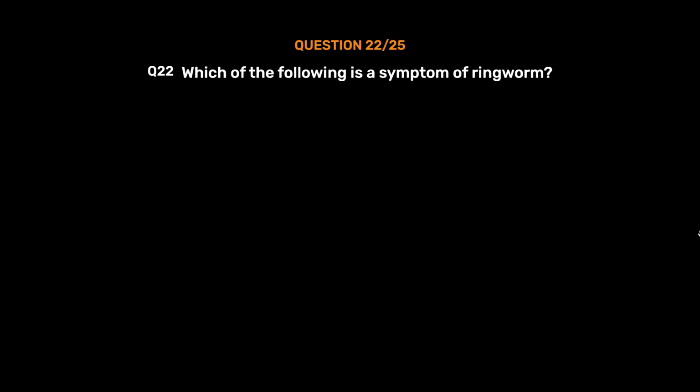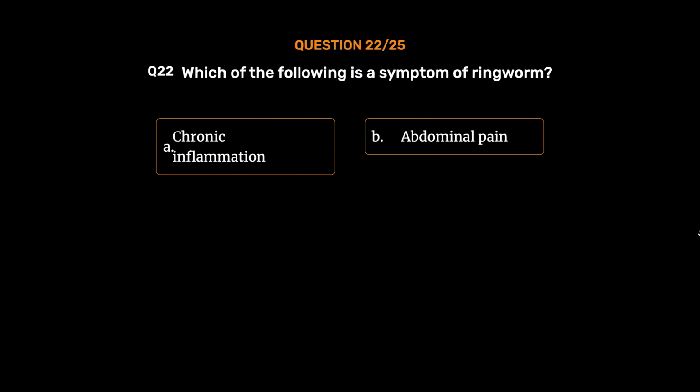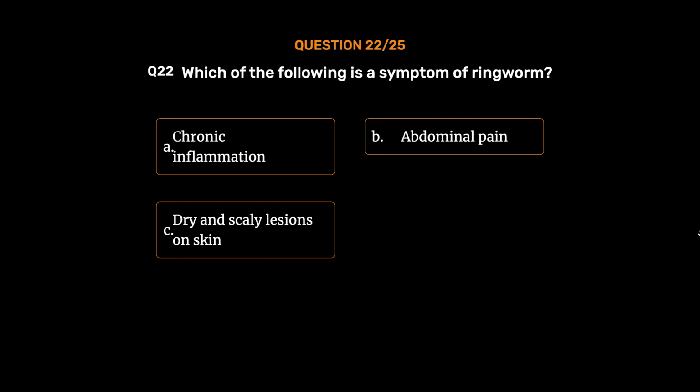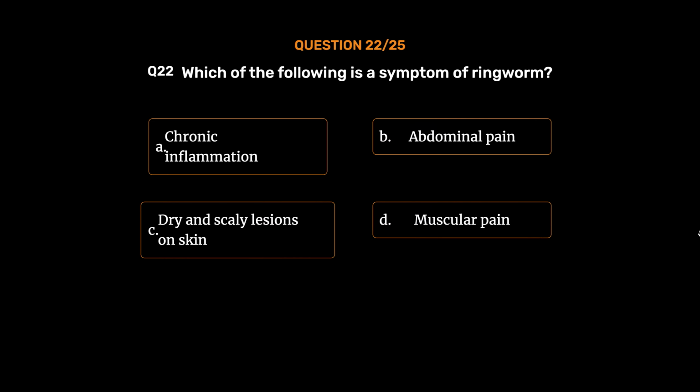Question number 22. Which of the following is a symptom of ringworm? Option A. Chronic inflammation. Option B. Abdominal pain. Option C. Dry and scaly lesions on skin. Option D. Muscular pain. The correct answer is option C. Dry and scaly lesions on skin.